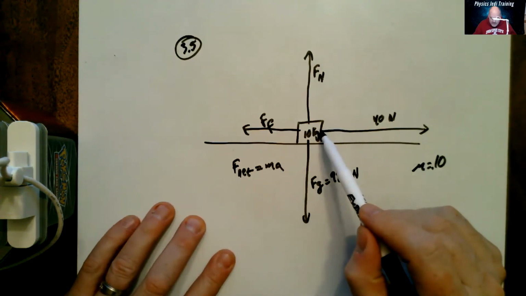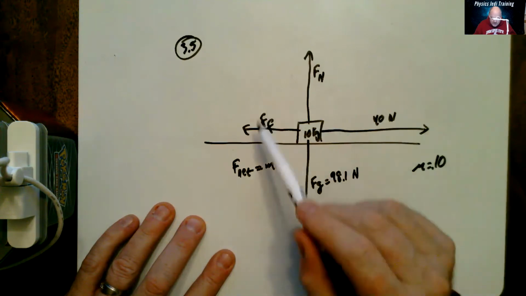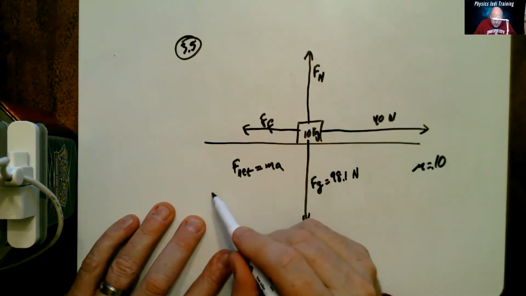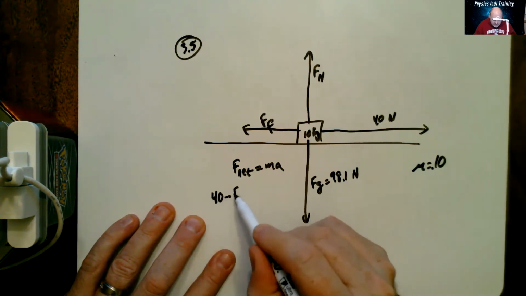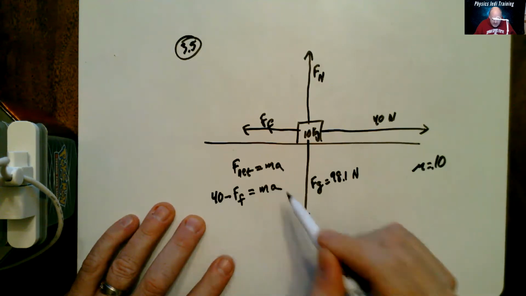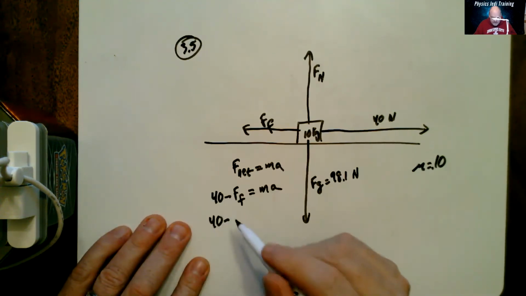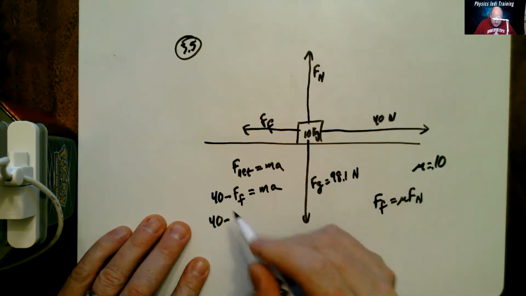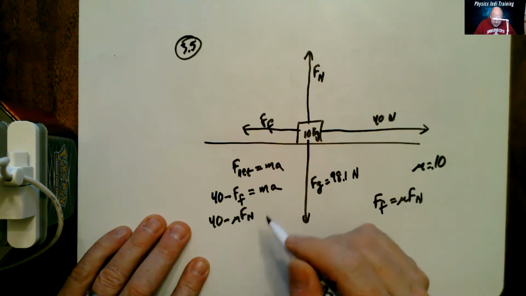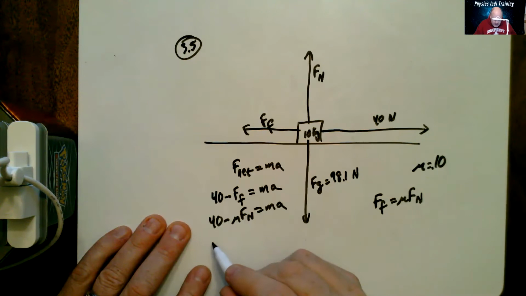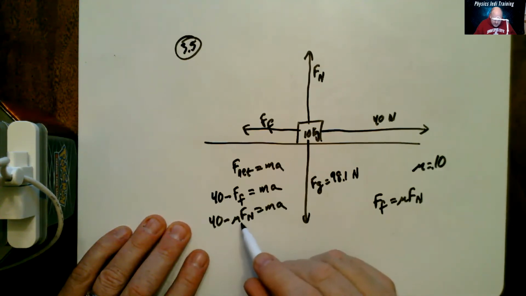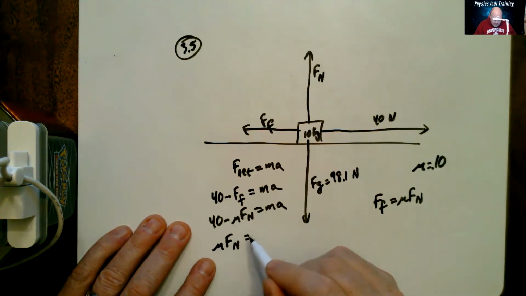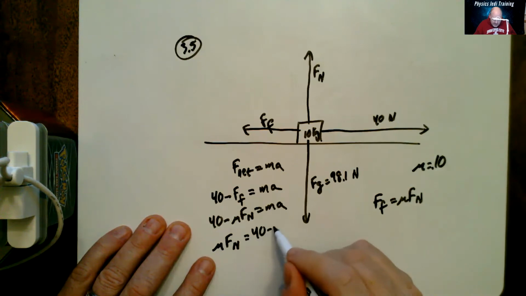Well, F net would be any of the forces subtract out the other forces. So you want to figure out how much force is left over going this way. So this net force would be 40 minus the friction force. That should equal ma. If you remember, friction force is mu Fn. So it would be 40 minus mu Fn equals ma. I could do it this way: I could move the mu Fn over to the other side. Mu Fn would be 40 minus ma.